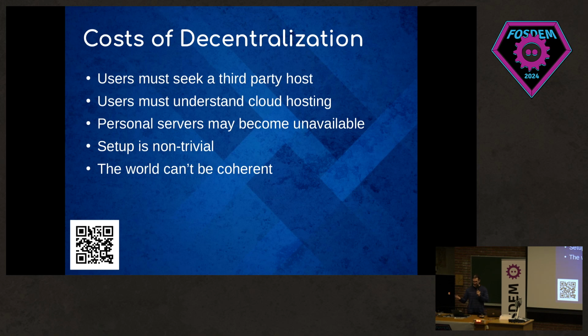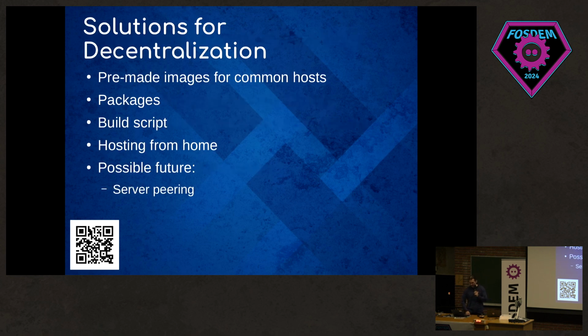But what are the problems with this model? Well, our users have to seek a third-party host. So basically, the first step anyone has to do to deal with this is to go to AWS or Linode or DigitalOcean and figure things out. Personal servers may just go down entirely. Setup is easy, but not completely trivial. And the world can't be coherent. By this I mean that we can't do like Second Life and just kind of smoothly flow from one environment to another, because there's no central infrastructure that says, hey, this guy is to the left of this other guy.